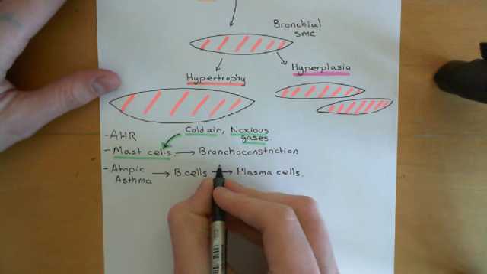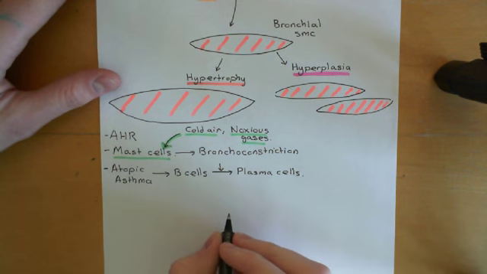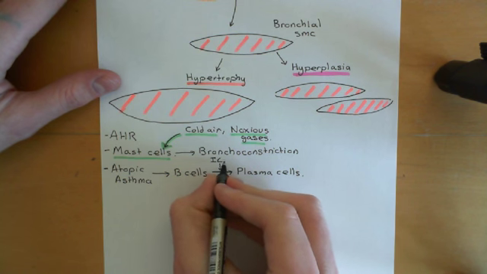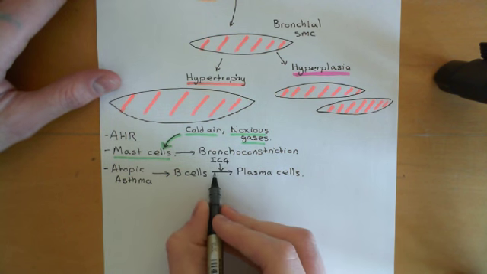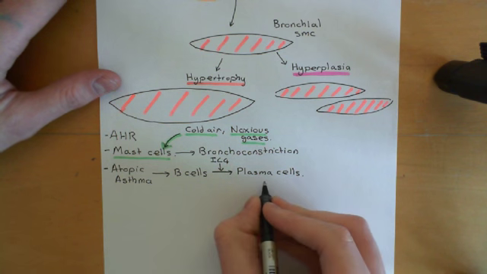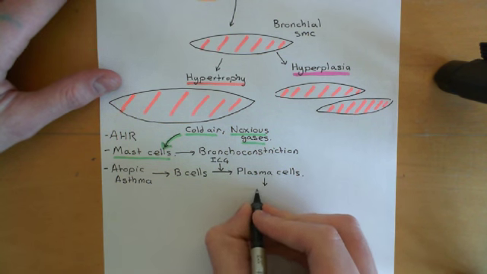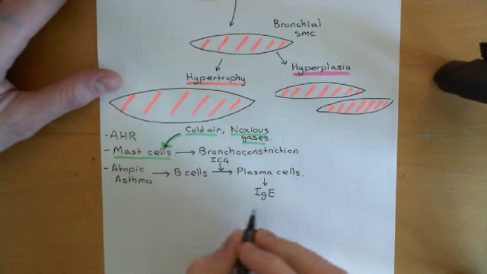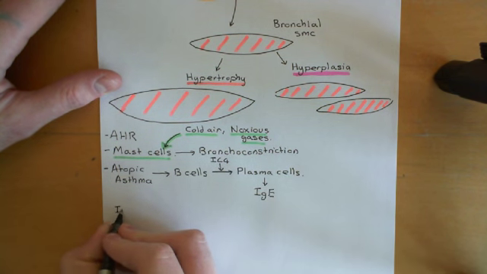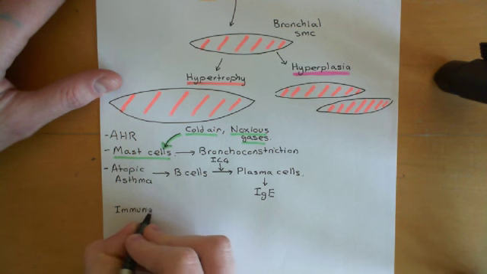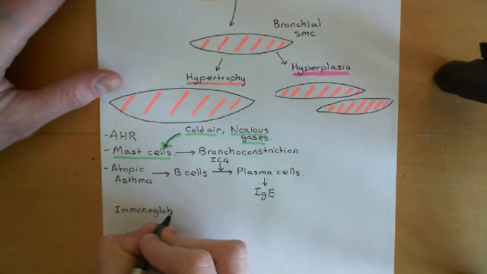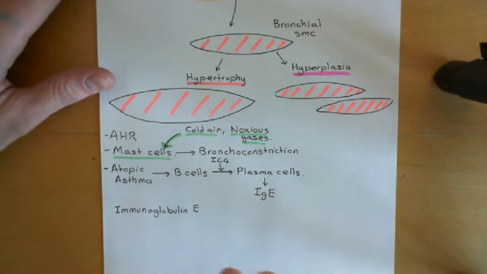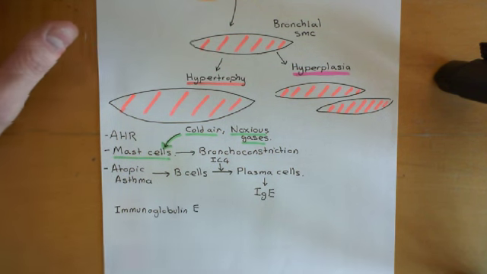Now that other cytokine released by T helper 2 cells, which we didn't explain previously, is interleukin 4. This drives B cells to produce plasma cells, which produce a specific type of antibody molecule known as IgE. IgE stands for immunoglobulin E. An immunoglobulin is another name for an antibody molecule, so antibody and immunoglobulin are exactly the same thing.